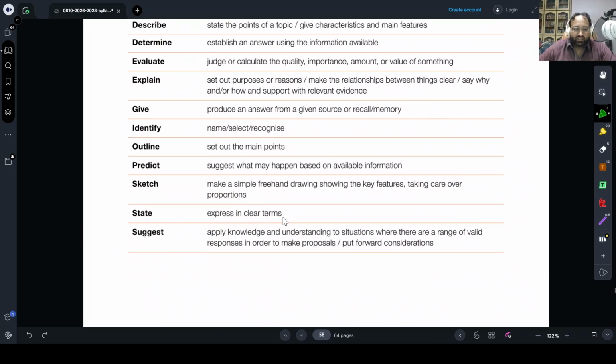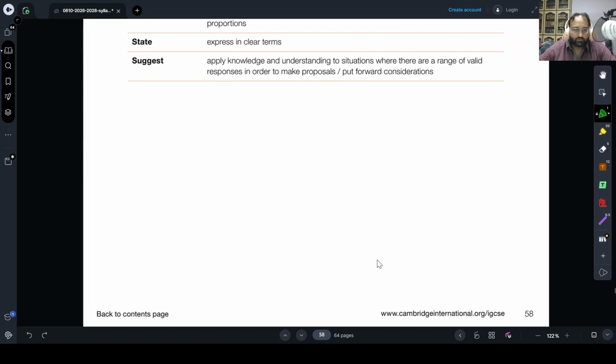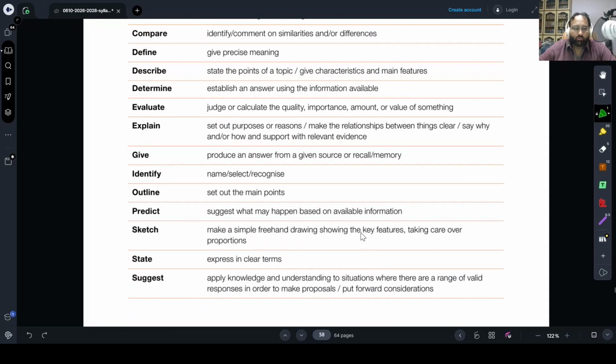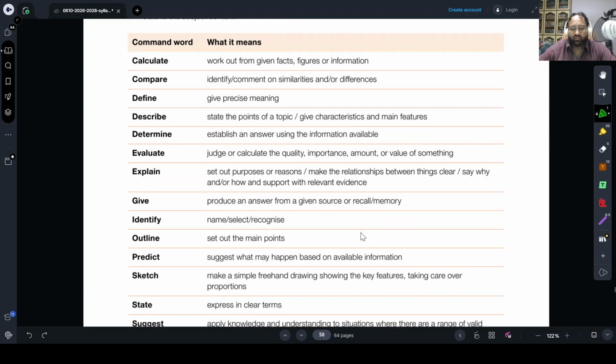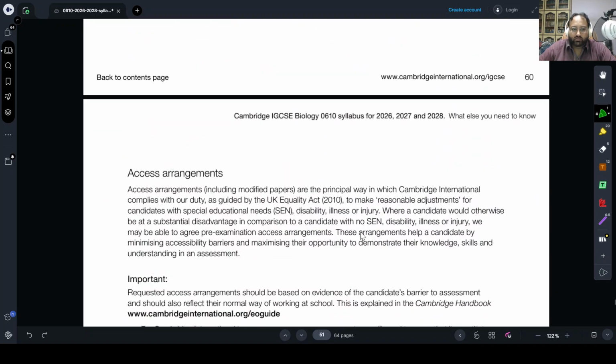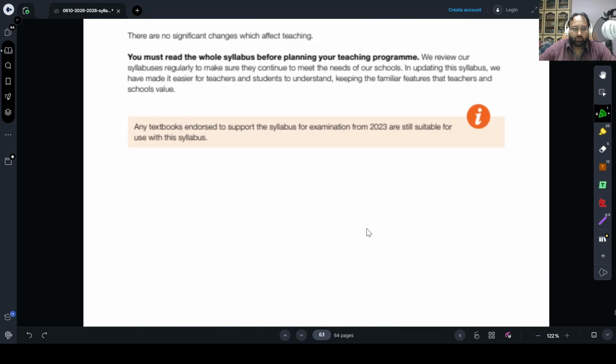State means expressing something in clear terms, and suggest, again, means applying knowledge and understanding to situations where there are a range of valid responses. So you're making one suggestion, and there could be other suggestions, possibly. Because again, this will make more sense when we are done with the syllabus and come to practicing past papers. That's all we need to know from the syllabus.